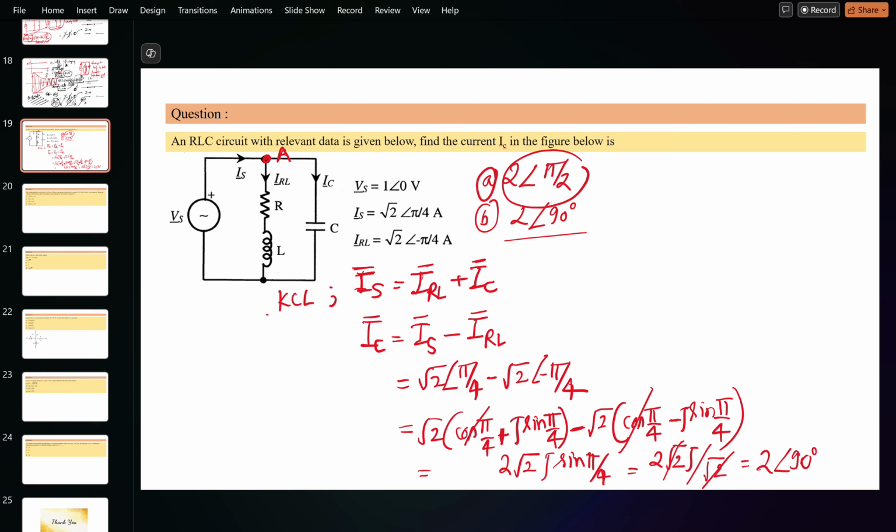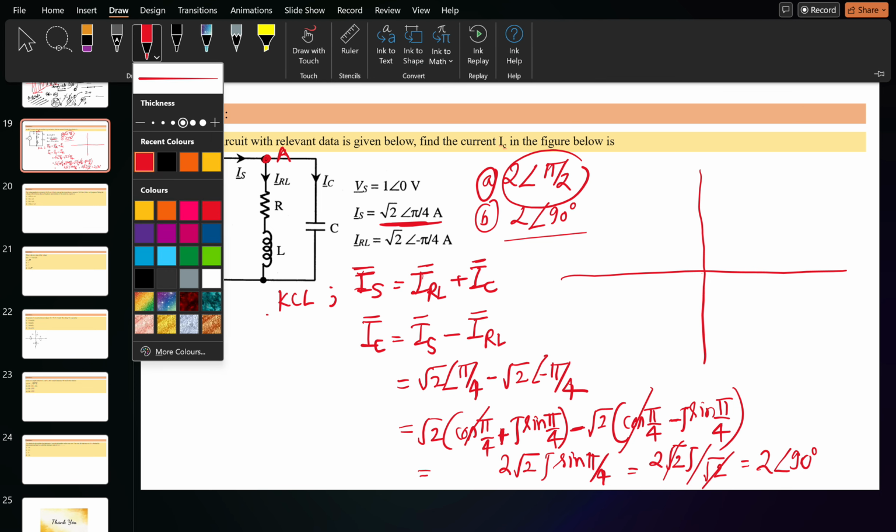Okay. So specifically, I have kept this question for the visualization. Basically, if you try to draw the phasor of this, the root 2 angle pi by 4, because it's in the RMS value, it is being represented.